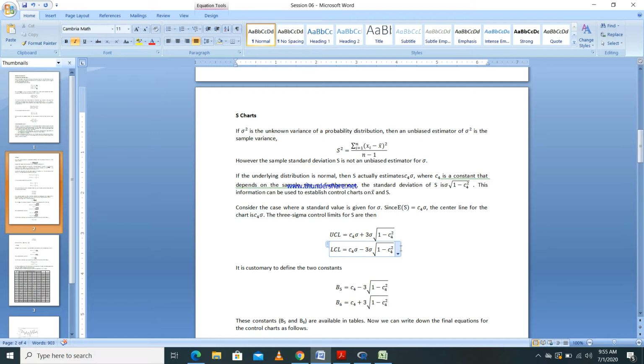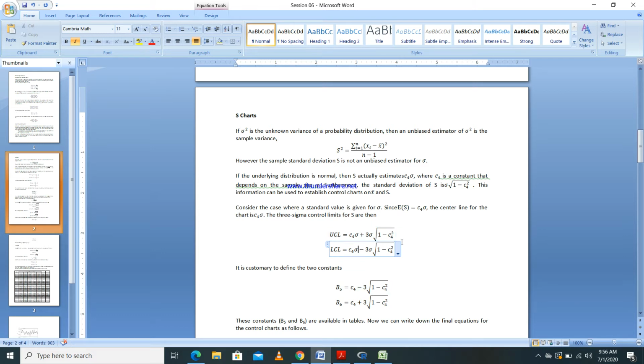So using these two equations, you can construct the upper control limit and the lower control limit, and also the center line using the equations. And you can see, just as in the previous case, if you look at the upper control limit and the lower control limit equations, C4, you have sigma.